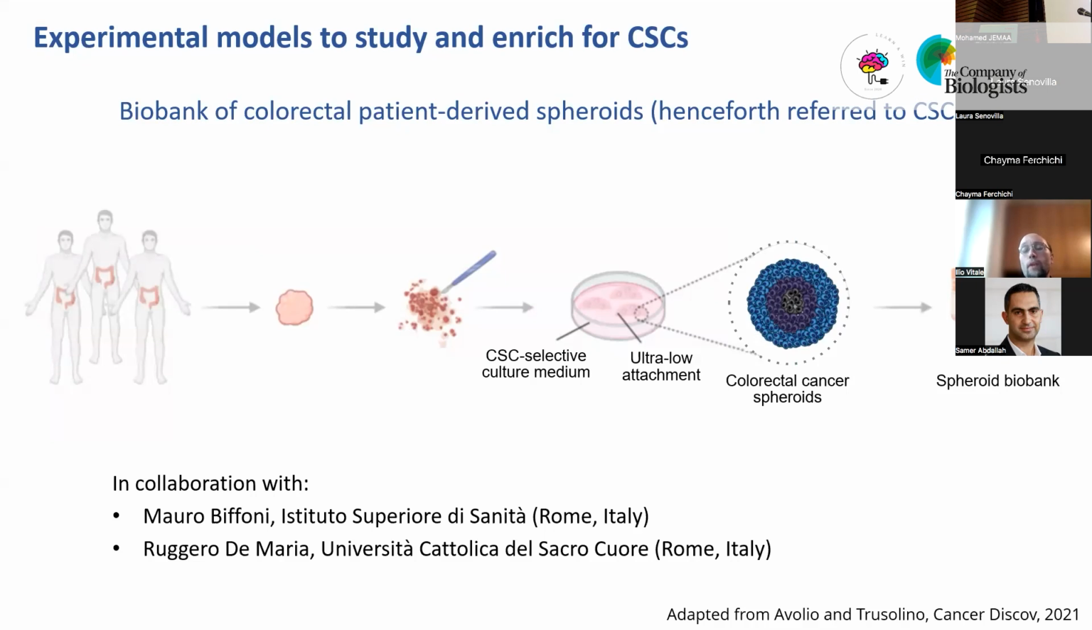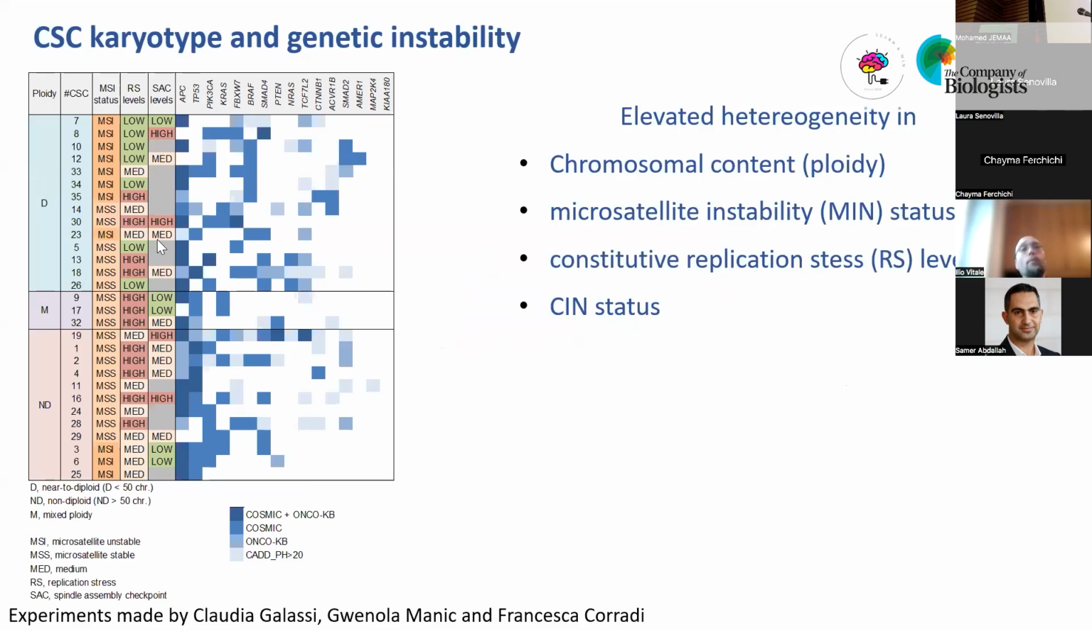Anyway, we have a very large collection of spheroids and also organoids. Spheroids are a little bit more simple to handle for immunogenic-related experiments. So in these slides, I represent a table. Each line is a single cell line, each one derived polyclonally from a single patient.